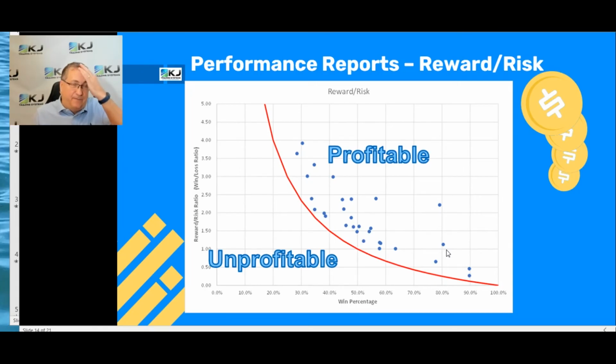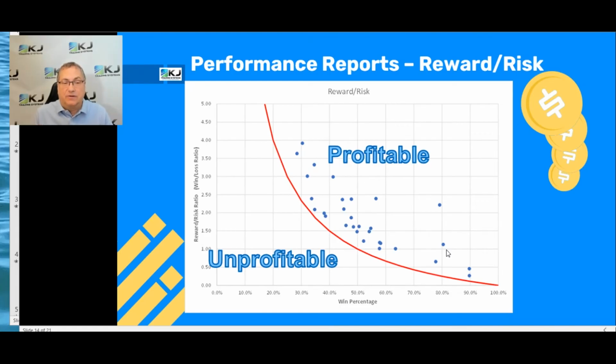And I mean, I'm flabbergasted by the number of people that only look at reward to risk and completely ignore winning percentage. And then there's people who completely ignore reward to risk and only focus on winning percentage. So it works both ways. Both numbers are critical. And you can see it from this graph, depending where you lie.